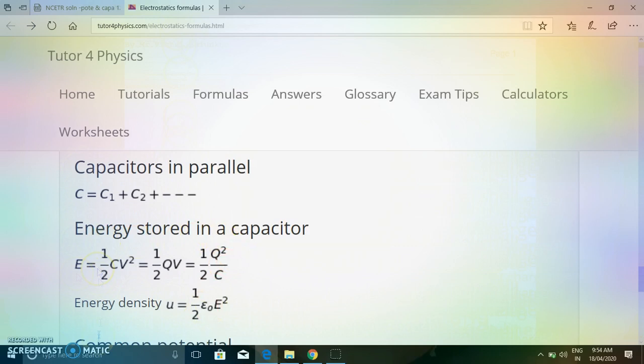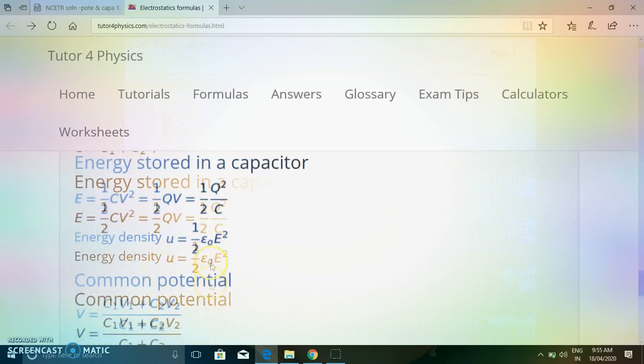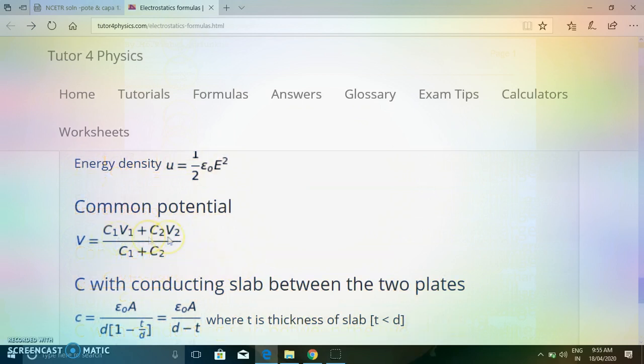Now, we already had the expression in online classes for energy stored in the capacitor. There are 3 to 4 formulas we have derived in that case. So E is equal to half CV square, or E is equal to half QV, or half Q square upon C. Then energy density also we have done, U is equal to half epsilon naught E square. Then if you want to find the common potential, then V is equal to C1 V1 plus C2 V2 upon C1 plus C2. Just remember all these formulas.